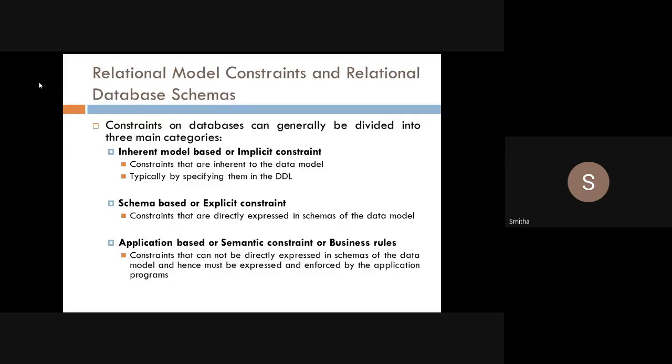Okay, application based or semantic constraint or business rules. These are constraints that cannot be directly expressed in the schemas of the data model, and hence must be expressed and enforced by the application program. Some conditions this application program has to follow in order to fetch or access the data. Such a type of constraint we call application based or semantic constraint. So we have three types of relational model constraints.